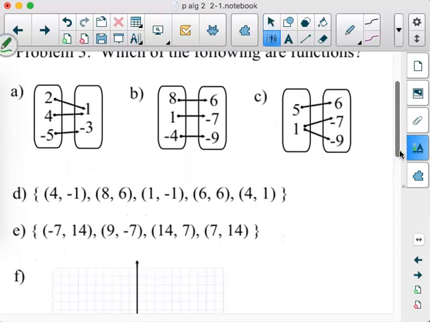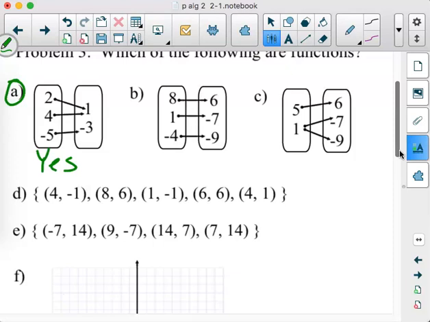So I look at A, and I say, if I put a 2 in, what am I going to get? Well, the arrow shows me just a 1. That's one number, so that's okay, but I have to check them all. I put in a 4, and I get a 1. Still just one number, so this is okay so far. I put in a -5, and I get a -3. One number. This is all good. So this is a function right here.